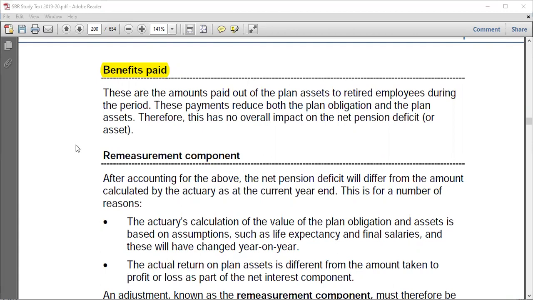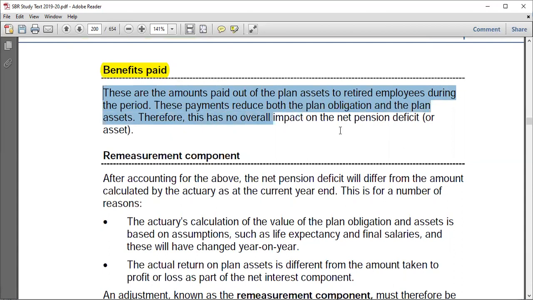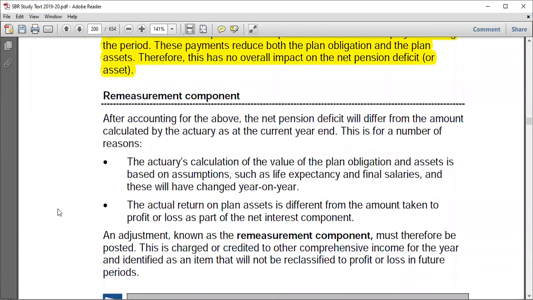Benefits paid, how do you obtain these benefits paid here? We just pay the benefits. We just use plan assets and settle plan liability. That's why we say these are the amounts paid out of plan assets to retired employees during the period. These payments reduce both the plan obligation and the plan assets, and this has no overall impact. We saw this already, right? No impact on the net value. And then we have the remeasurement component. We said that you compare the carrying amount and the value which you obtain at the end. It could be a gain or loss. I think you explained this already, right?